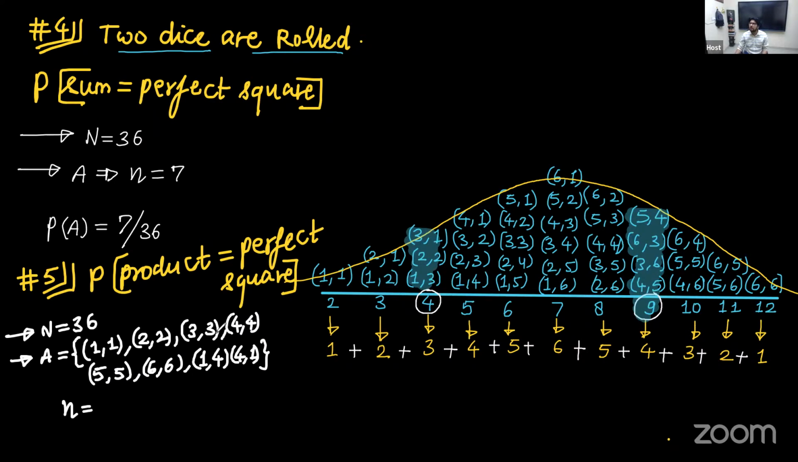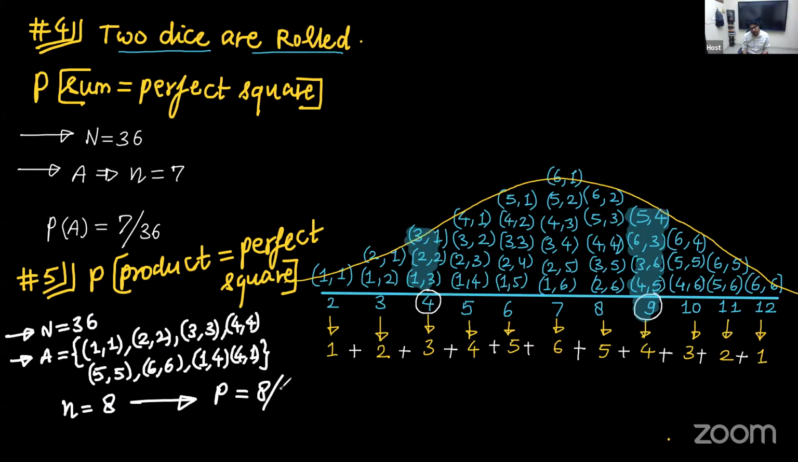Actually, 1 is a perfect square, 4 is a perfect square, 9 is a perfect square that can be a product of only 3 and 3. 16 is the next perfect square. It can be a product of 4 and 4 only. Yes, 25 is a perfect square. We are good. So 6 plus 2, 8 favorable ways are there.